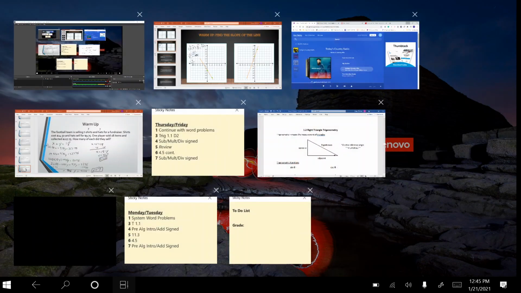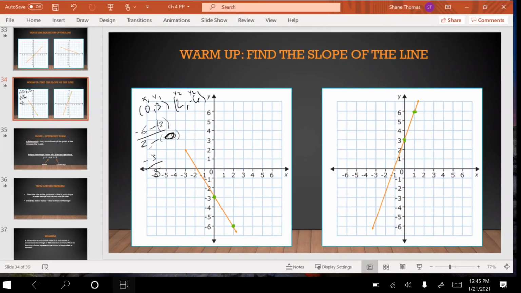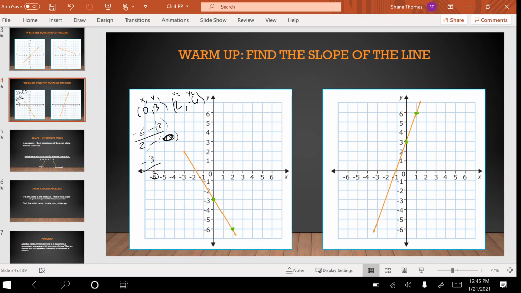All right, so looking at it then, now we have this set up, right? So we have 0, -3, 2, -6. So then on top from the y's, -6 minus a -3, which is going to be -6 plus 3, which is -3. The bottom, I'm going to have 2 minus 0, which is 2. All right, so I have a slope of -3/2, correct?